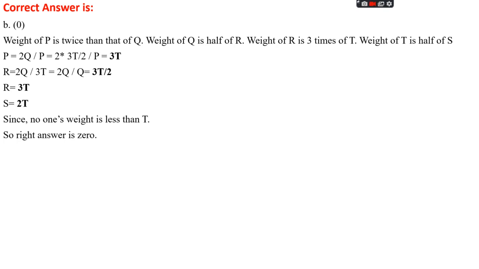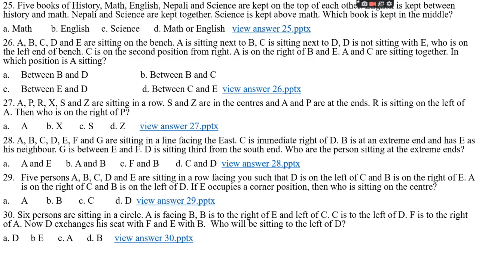Since no one weight is less than T, the right answer is 0. Question number 25. Five books, that is history, math, English, Nepali and science, are kept on top of each other. English is kept between history and math, Nepali and science are kept together, and science is kept above math. Which book is kept in the middle?